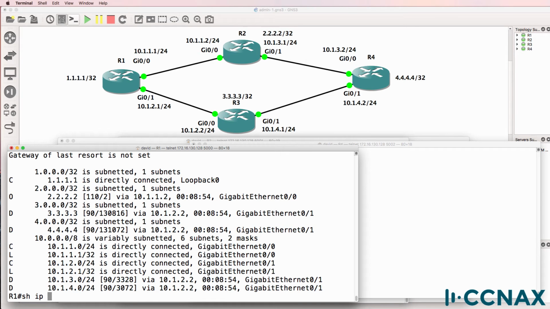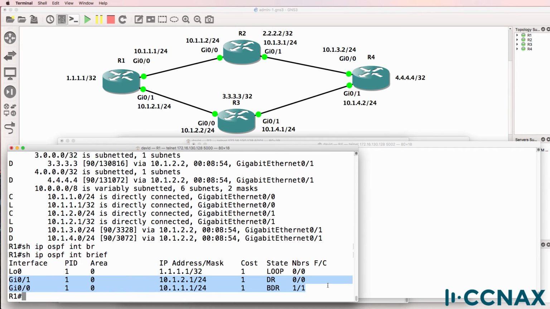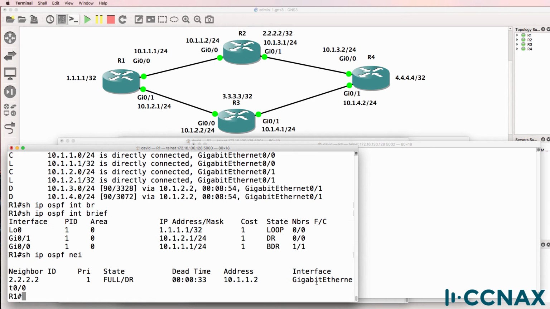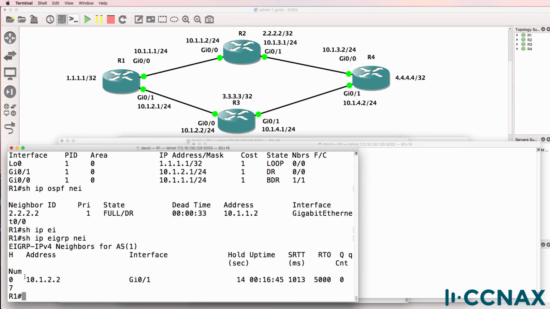Show ip ospf interface brief. OSPF is enabled on both interfaces of router 1. Show ip ospf neighbor, but it only has a neighbor relationship to router 2. Show ip eigrp neighbor. EIGRP only has a neighbor relationship to router 3.